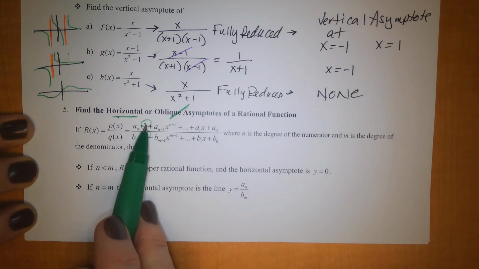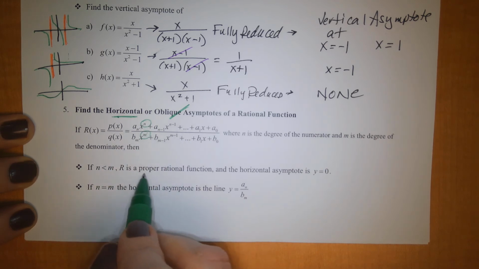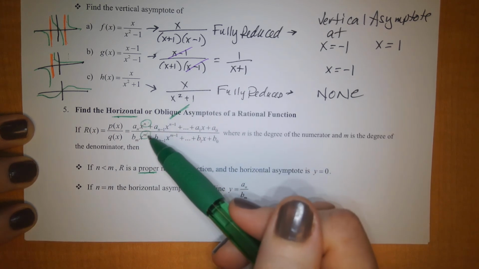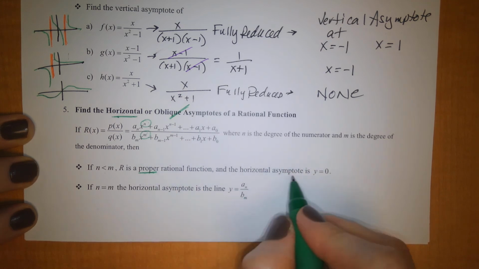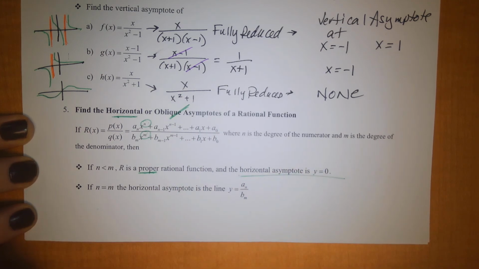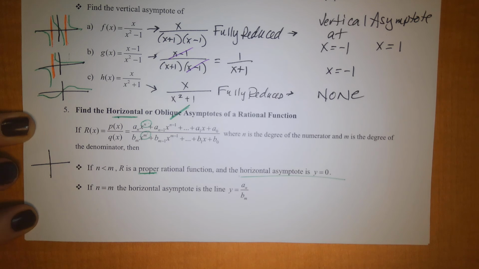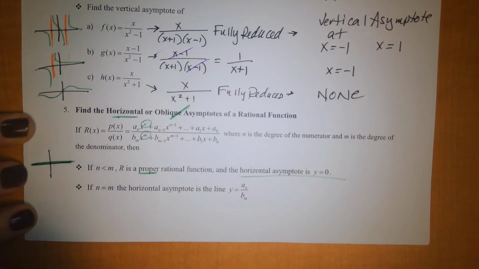If the degree of the numerator is smaller than the denominator, this is what we call a proper function, like a proper fraction. A proper fraction has a smaller number on top than it does on bottom. If it is proper, then you automatically have a horizontal asymptote at y equals 0. So a graph of that, a horizontal asymptote at y equals 0 would be right here. So it would have a horizontal asymptote on top of the x-axis.